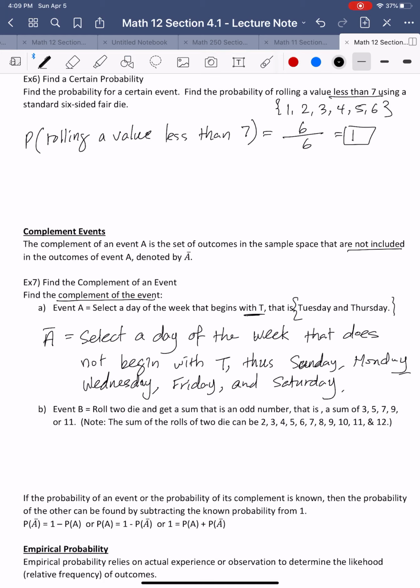All right, rolling 2 dice. Event B: roll 2 dice and get a sum that is an odd number. That is a sum of 3, 5, 7, 9, or 11. So for B bar, we roll 2 dice and get a sum that is not odd.